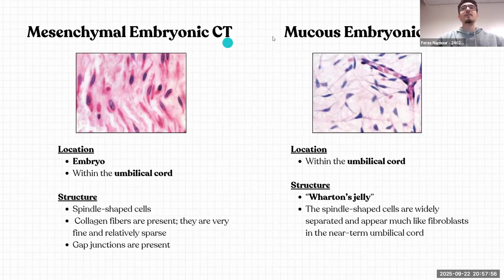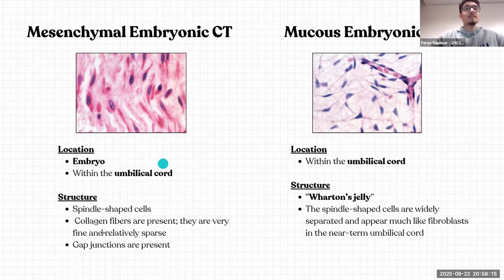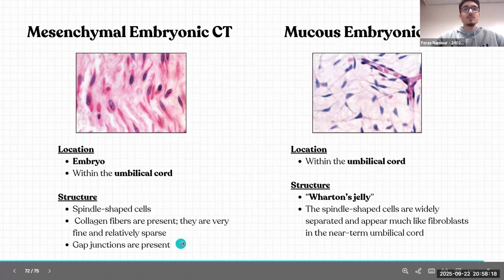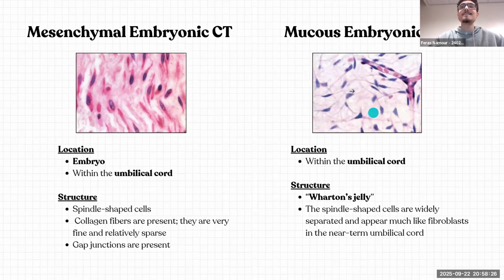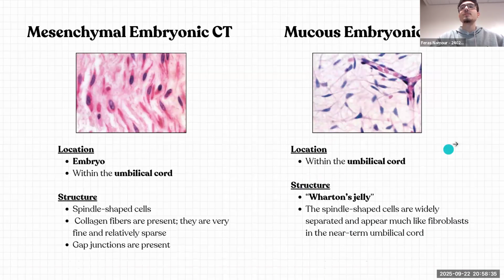Then I have my mesenchymal embryonic and my mucous embryonic. These are both embryonic, so we only find them either in the embryo or the umbilical cord. My mesenchymal is found in both, and you don't really need to understand their function, just know how they look and where you find them. Spindle-shaped cells, collagen fibers are present, gap junctions are present, so these cells are communicating with each other. My mucous embryonic is only found in my umbilical cord, and it's less dense than my mesenchymal. The cells are widely separated, they appear like fibroblasts, and also we call it Wharton's gel.